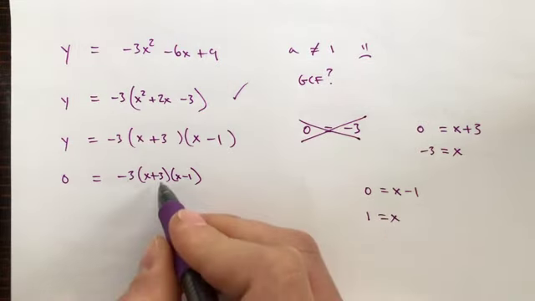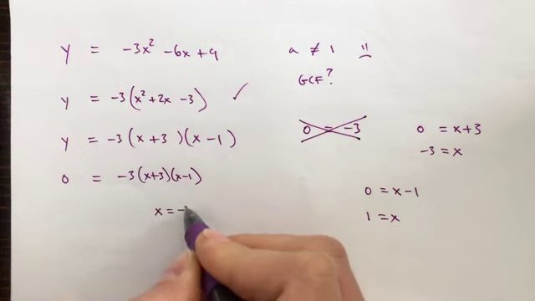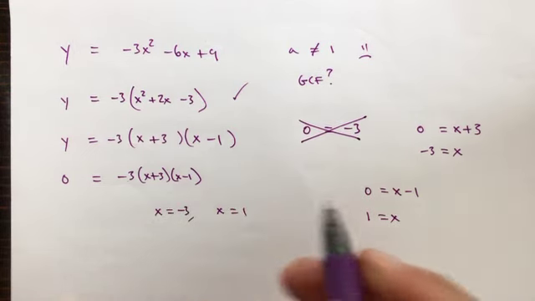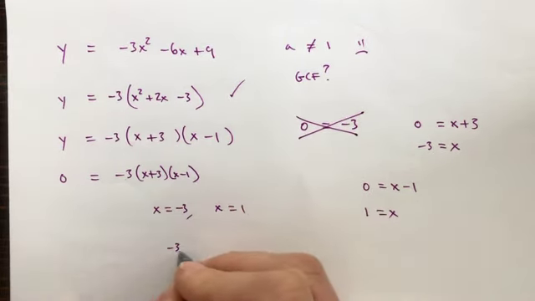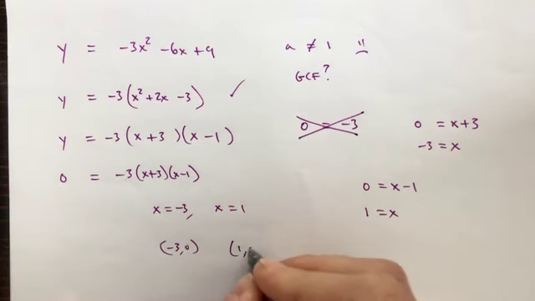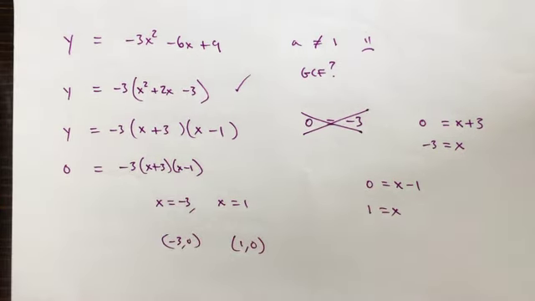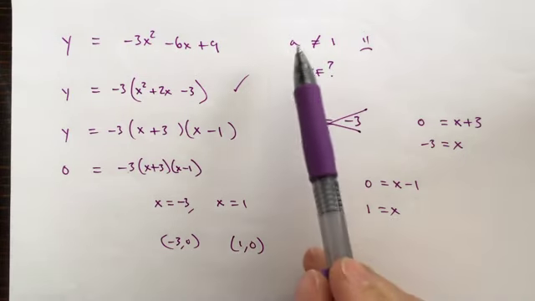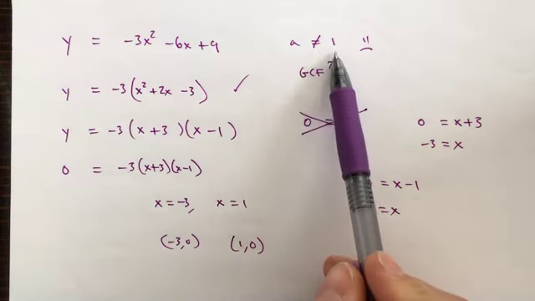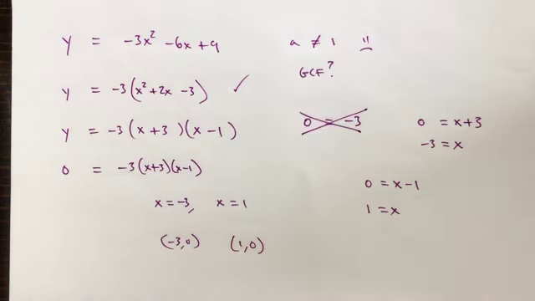So my x-intercepts are x equals negative 3 and x equals 1, or I could write them as negative 3 comma 0 and 1 comma 0, which is a nice way to write your x-intercepts. So in this case, we had a coefficient that was not 1, so we factored out a GCF first.